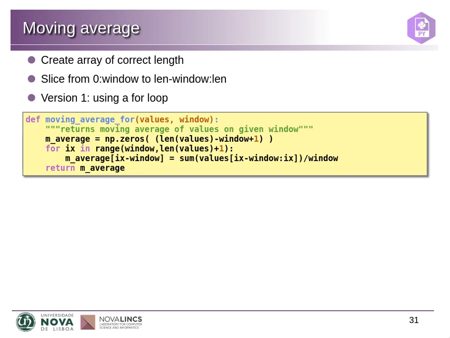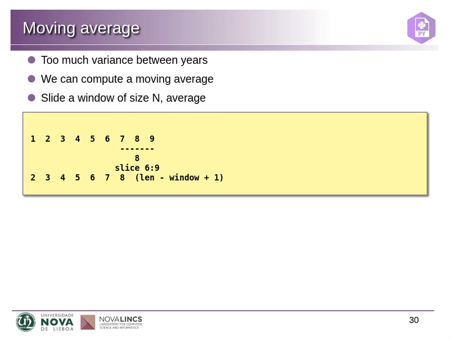So we can write this function, moving average. We have the values, the size of the window. We create this moving average array filled with zeros and with the correct length, so the same number of values we started with minus the size of the window plus 1. This will be the final array. And now we can loop through the indices for these slices that we want to compute.